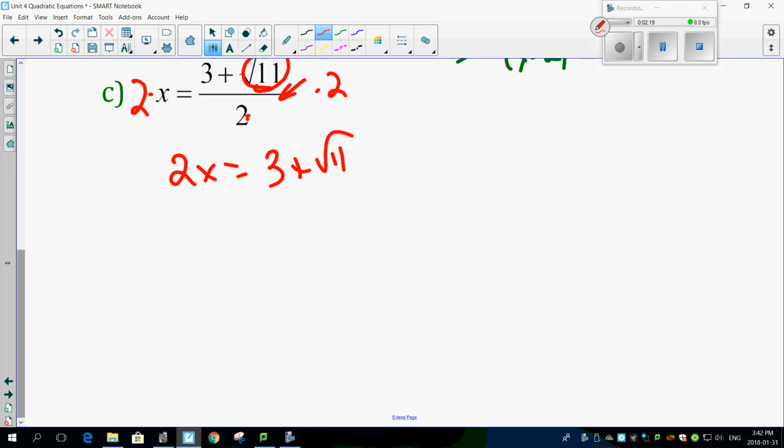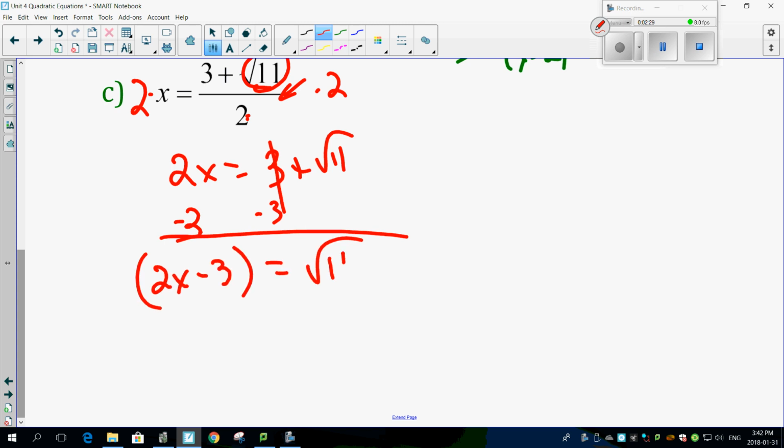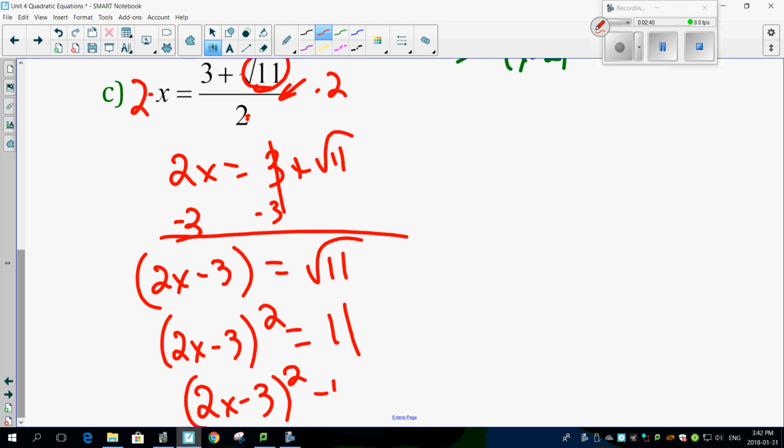Okay, so keep on going. Subtract the 3 from both sides. Look what you got. That's gone, leaving you 2x minus 3 bracket equals root 11. Square it. There's 2x minus 3 squared equals 11. Bring the 11 over. 2x minus 3 squared minus 11 is your original function. That's how you do these things.